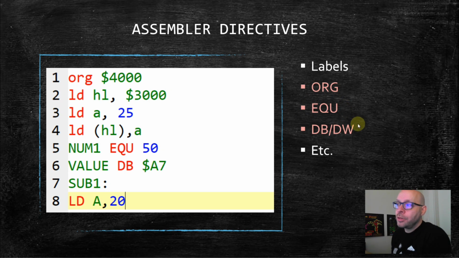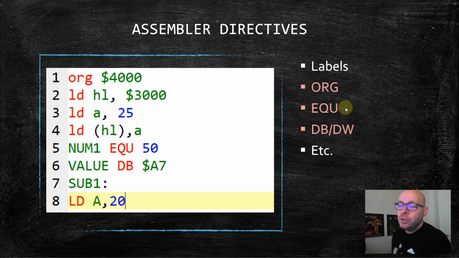And now let's go on to the third one I've listed here, which is actually two directives called DB and DW, which is define byte and define word. These two assembler directives store particular values in memory. And this is similar to how we would assign variables in BASIC.